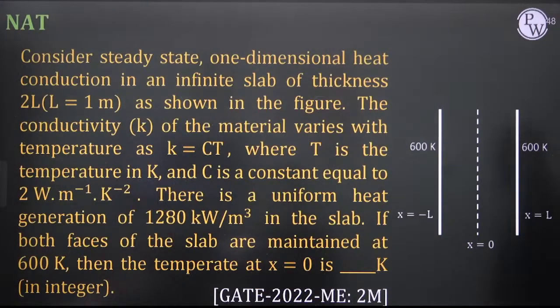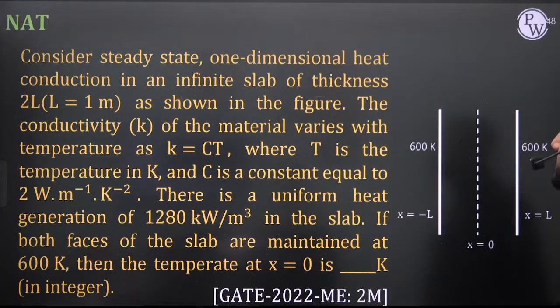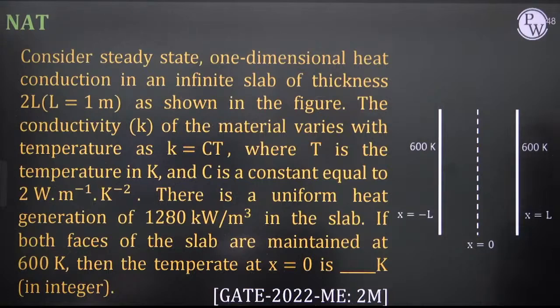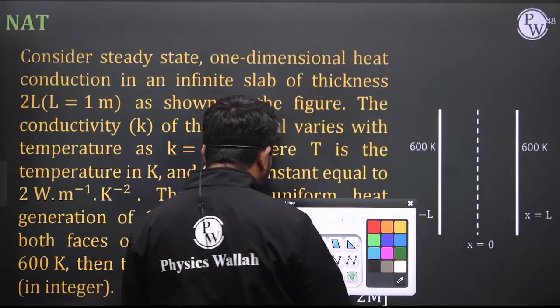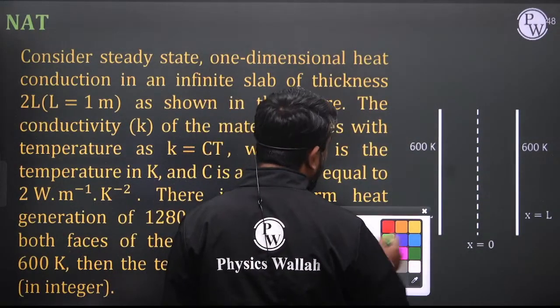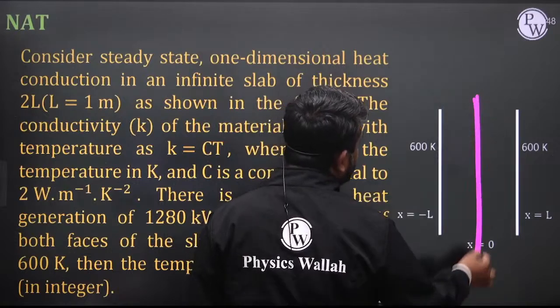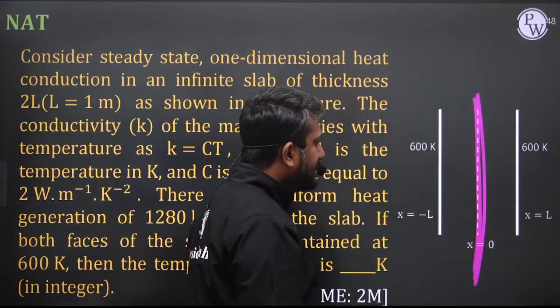There is a uniform internal heat generation of 1280 kilowatt per meter cube in the slab. Both faces are maintained at 600 Kelvin. Then find the temperature at x equal to 0, where x equal to 0 is at the mid plane.